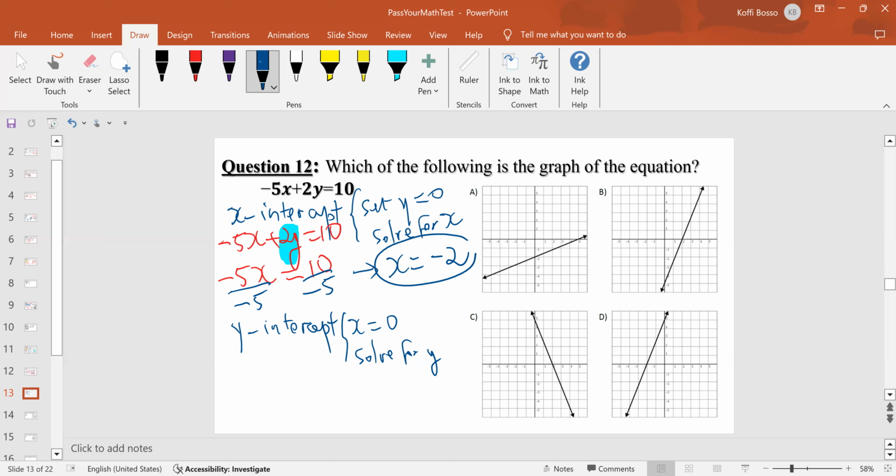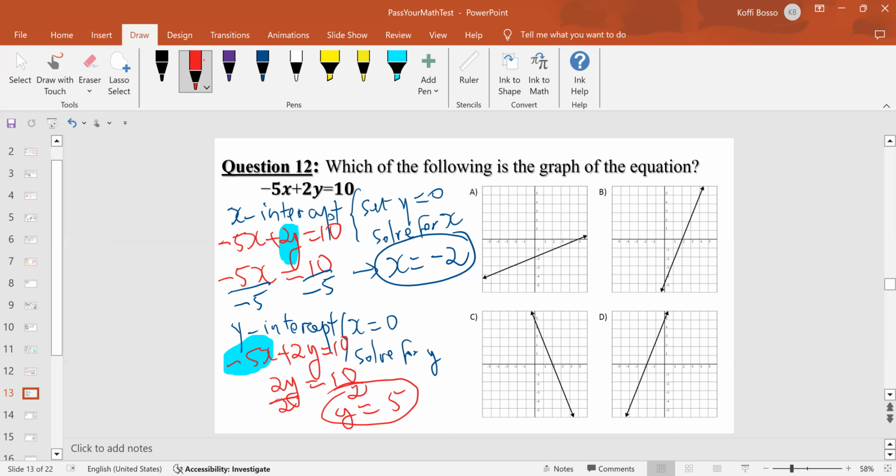Okay, so for the y-intercept, we take the same expression, negative 5x plus 2y is equal to 10. And this time we're going to replace x by 0. So negative 5 times 0 is 0. So what's left is 2y is equal to 10. So 2 multiplied by what number gives you 10? It has to be 5. But another way to understand is that we divide this by 2, we get y equals 5.